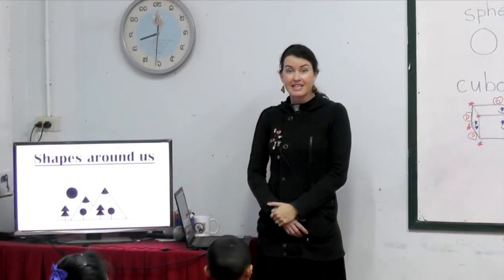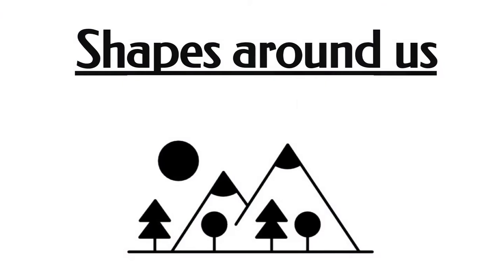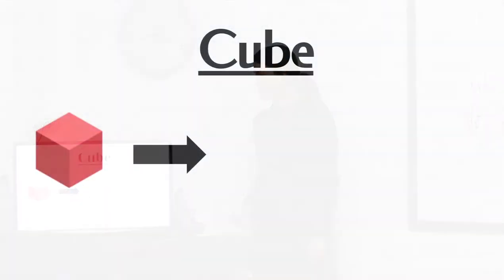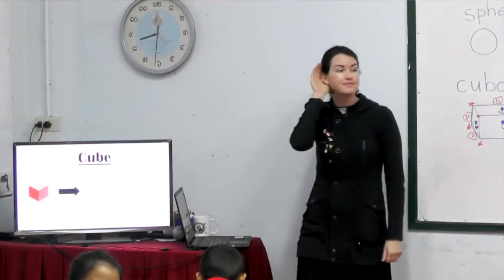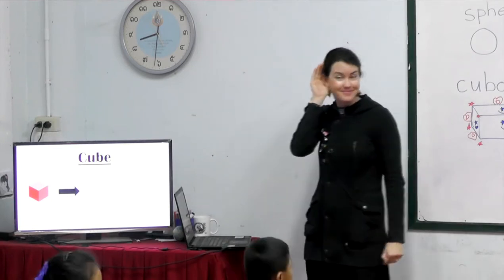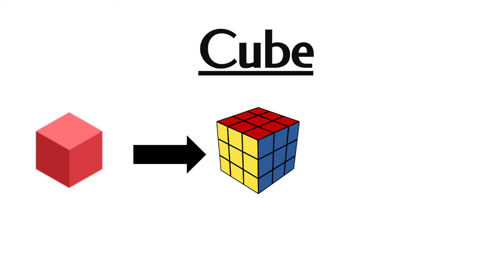We're going to look at some shapes that we see in our everyday life. So we're going to look at shapes around us. Shapes that we see a lot. What's this shape? Cube. Very nice. Is this a cube?